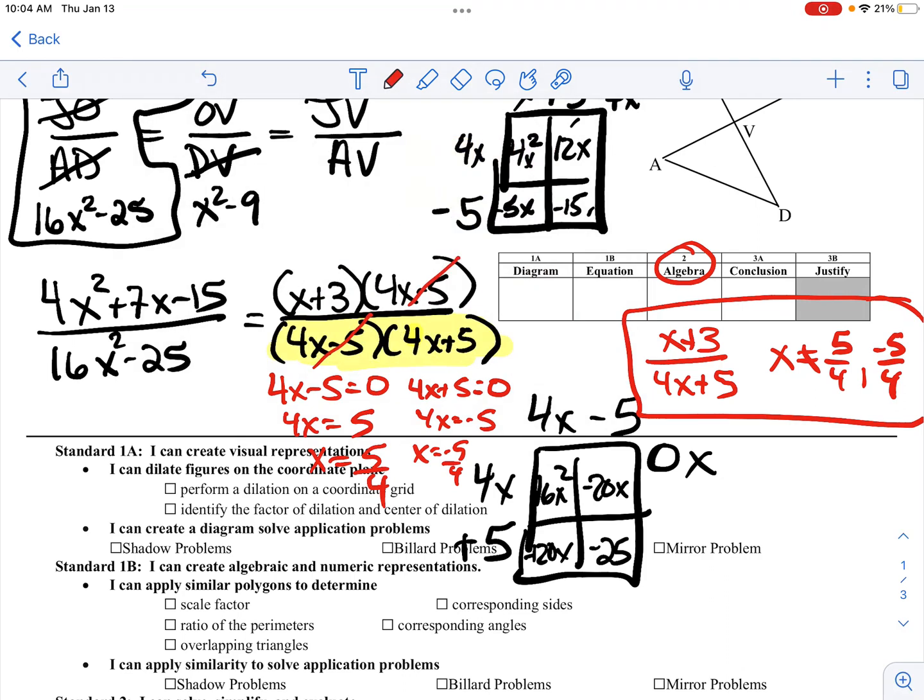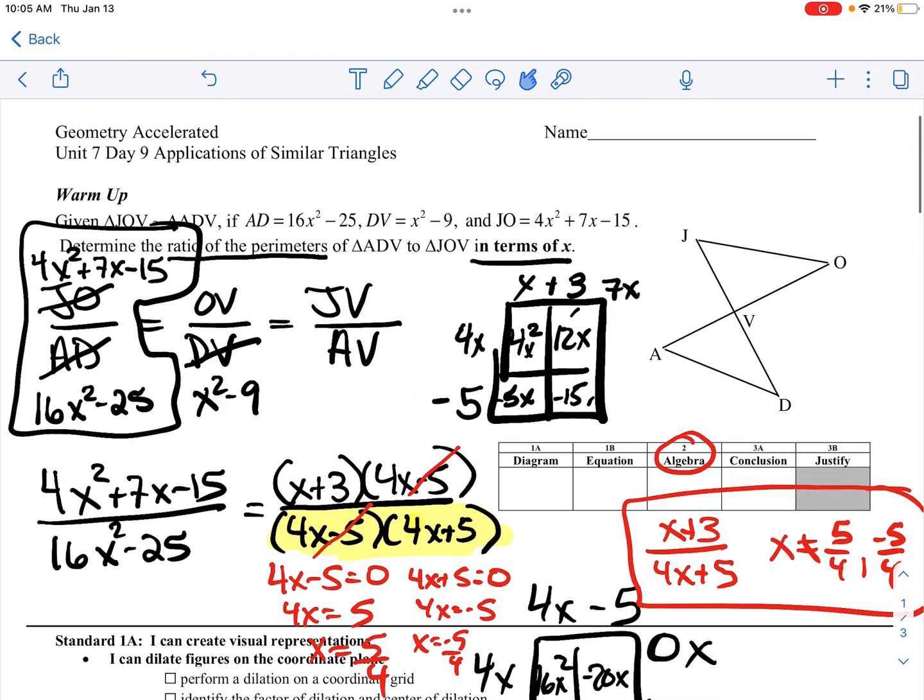Please feel free to pause the video, take a moment, ask a neighbor a question if you have any questions. But that is how we do a scale factor in terms of x.